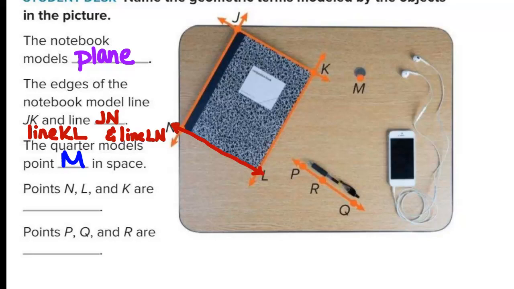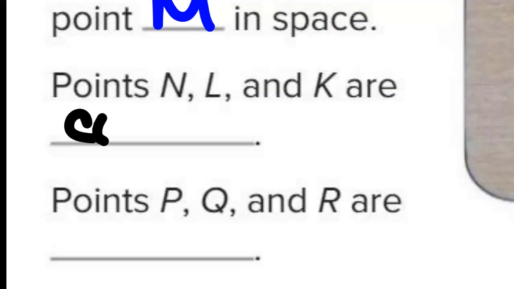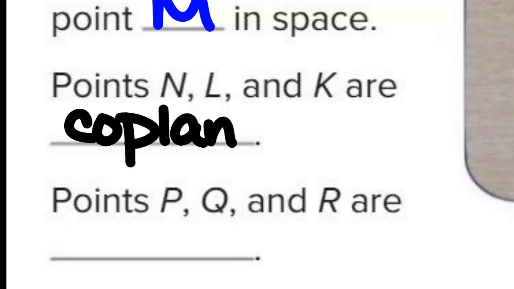These two last questions and then we'll wrap it up for today. Points N, L, and K, and your book doesn't really give what they're looking for here. I'll let you know. I want either collinear, non-collinear, coplanar, or non-coplanar. So when I look at N, L, and K, which of those terms fit? Coplanar. They are all on the same plane together.